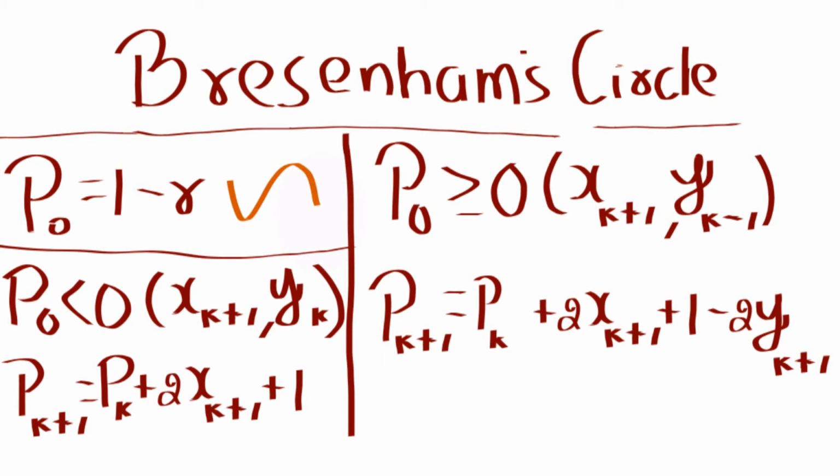P naught is over, and then we have a condition: p naught is less than 0, and p naught is greater than 0. When p naught is less than 0, we always increment x and keep y as such. And when p naught is greater than or equal to 0, we increment x and then decrement y. You might say that in the line, we increment both x and y when p naught is greater than or equal to 0.